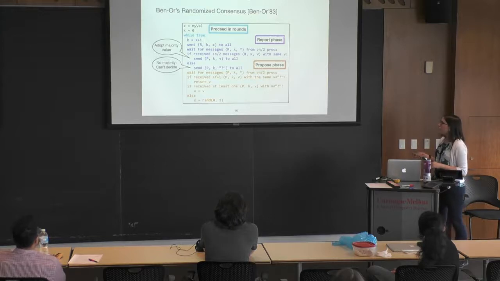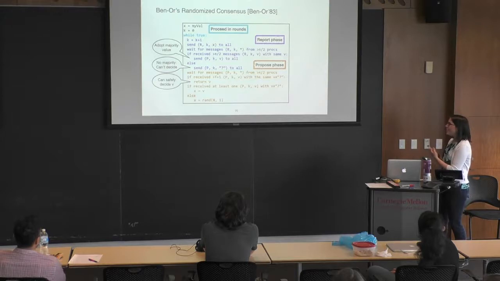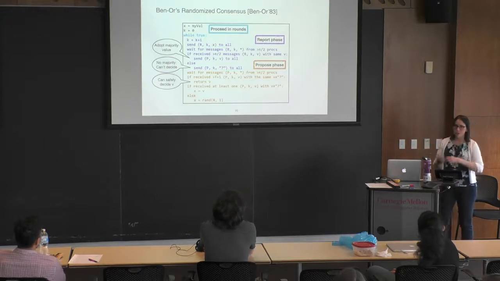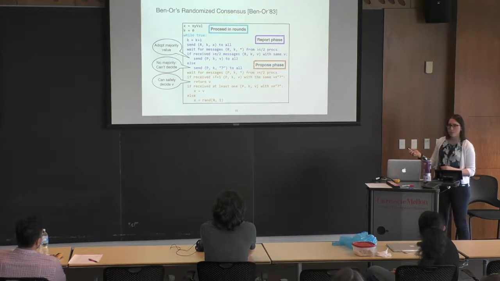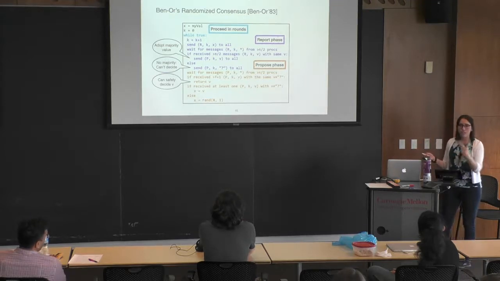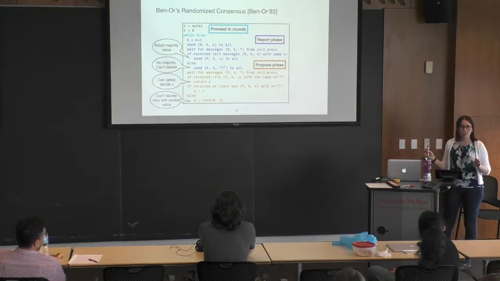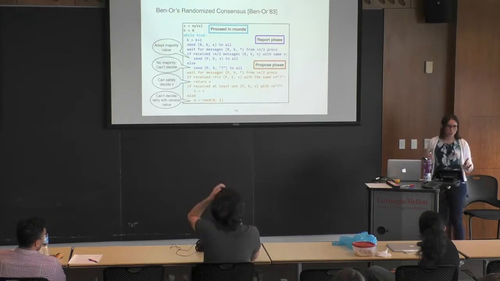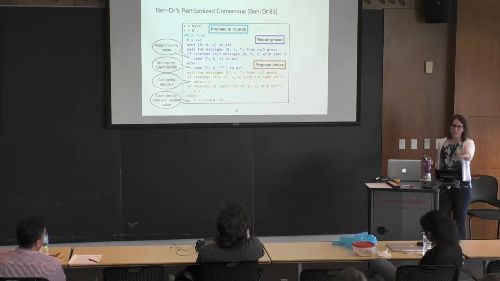And then in the propose phase, you wait to hear back from a majority of people who proposed something. If you heard many people who all agreed on the same value, then you can safely return that value. Otherwise, if you heard like one person who proposed, then you say, okay, well, I'll adopt that value, but I'll keep playing. And then finally, if again you only heard question marks, you're going to flip a coin. And this is the only place where the randomization comes in. You flip a coin to decide what your value for the next round will be.